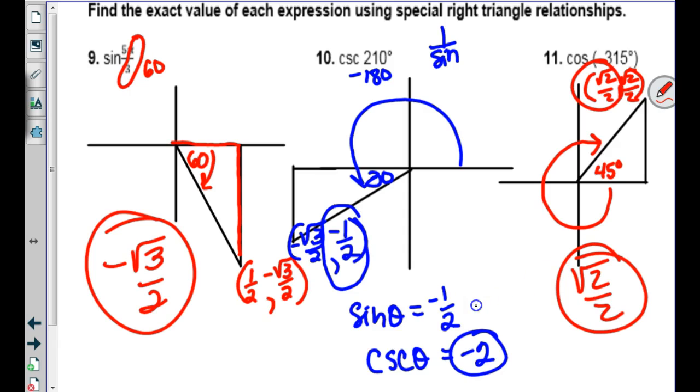I don't see anybody writing. Do you not have those? Okay. Those were 9, 10, and 11.